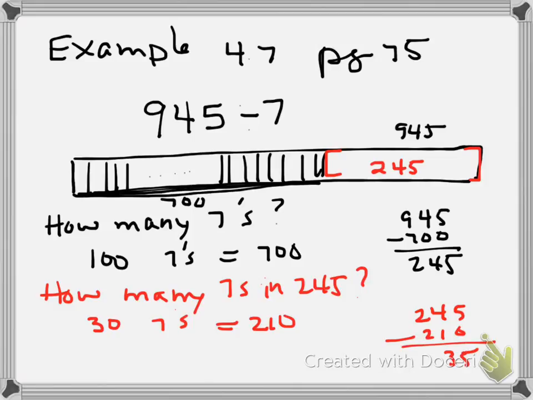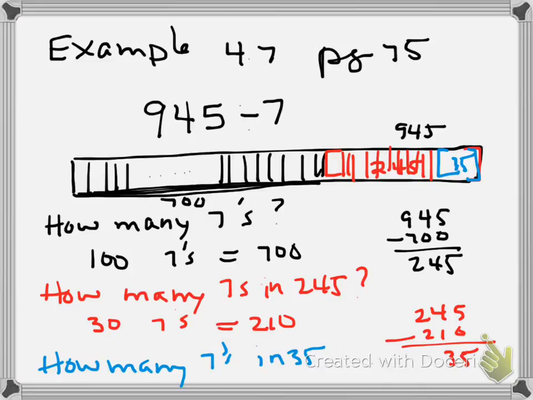So now I've taken a whole bunch more sevens out of here, and I'm left with 35 left over. So then I say, how many sevens are in 35? Well, of course there are 5. So here are my answers. I've got 135, which gives me an answer of 135.